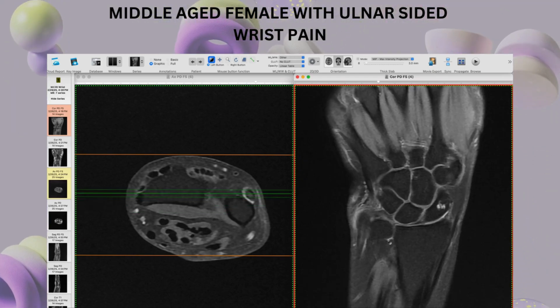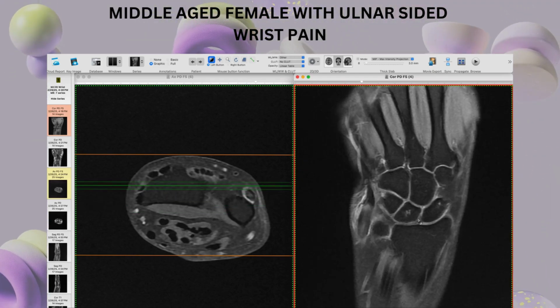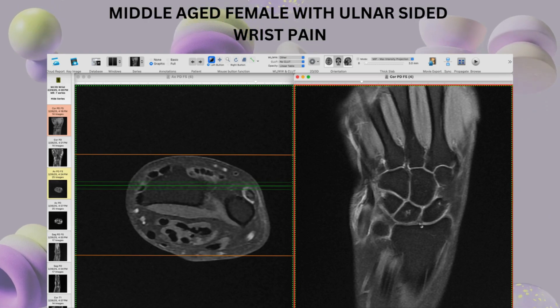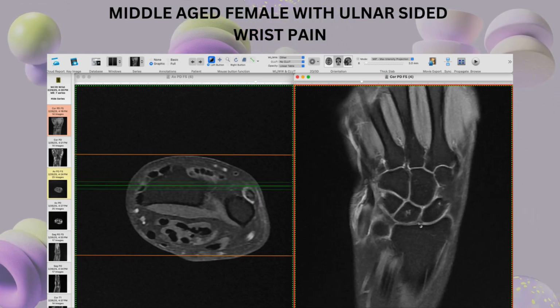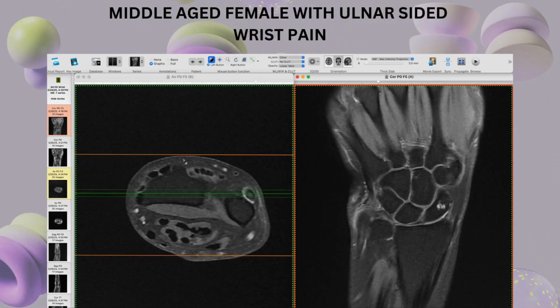Okay, next is the scapholunate ligament and the lunotriquetral ligament. They are fine. However, there is mild degeneration of the scapholunate ligament. We can see it in one of the fibers here, but otherwise largely the fibers are intact.